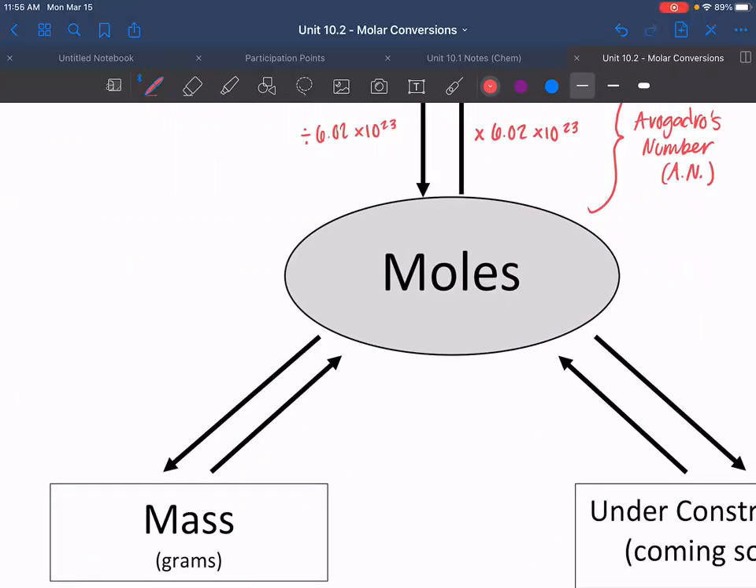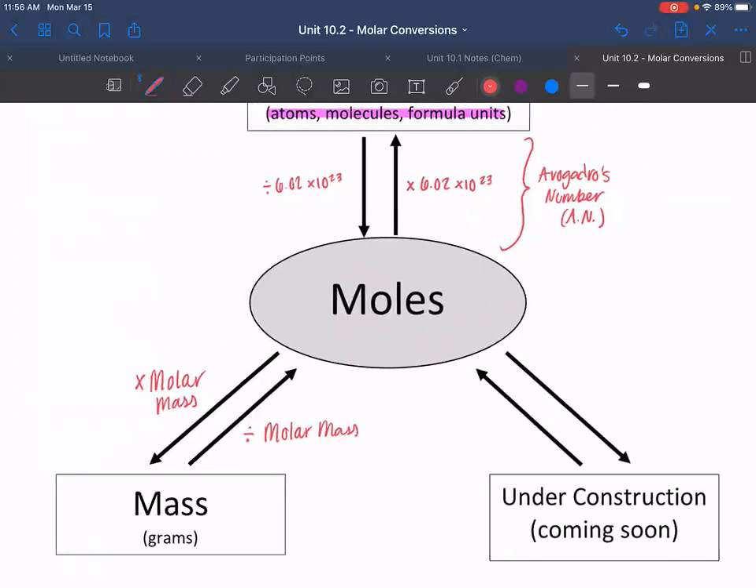So leftmost arrow, we are going to multiply by molar mass. So if we start with moles and we want to figure out our mass, we multiply. If we start with the mass and want to go to moles, we divide by molar mass. Now the other one that's under construction, we will talk about that at a later time. It has to do with volume, but we won't worry about that for today. Any questions on the little roadmap we just drew out here?